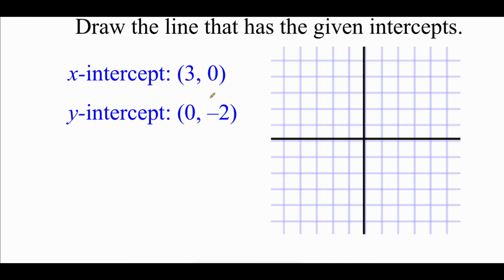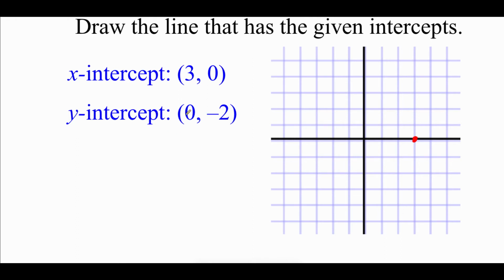Now we can also use intercept information to help us draw out a picture of a graph. For example, if we knew that a line had an x-intercept at 3, 0 and a y-intercept at 0, negative 2, we could plot those points out and then connect those points with a line to draw the graph. Since we have an x-intercept at 3, 0, that means that we're crossing through the x-axis at that x value of 3. So the point 3, 0 from the origin is to the right 3 spaces, but then we don't go anywhere up or down. We're just directly on that x-axis. And that should make sense because this is an x-intercept where we cross through the x-axis.